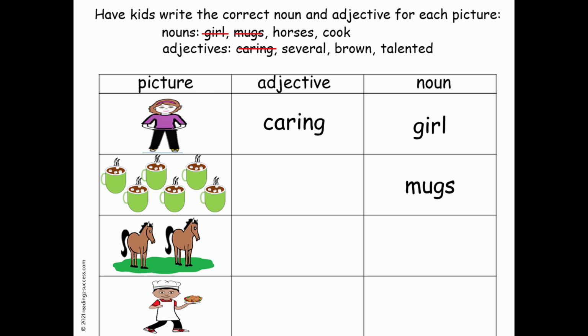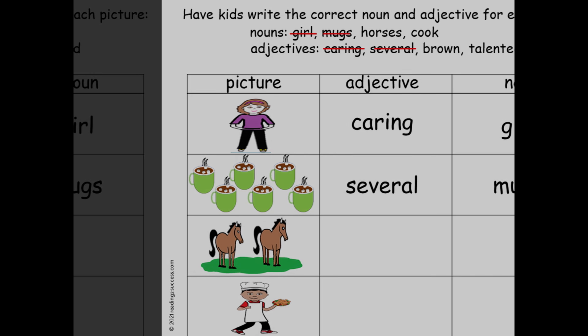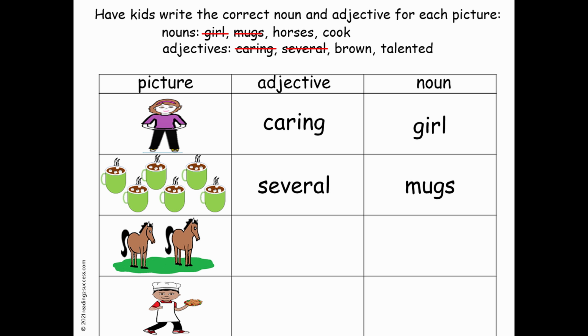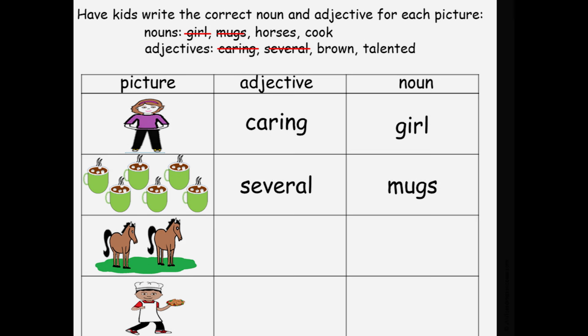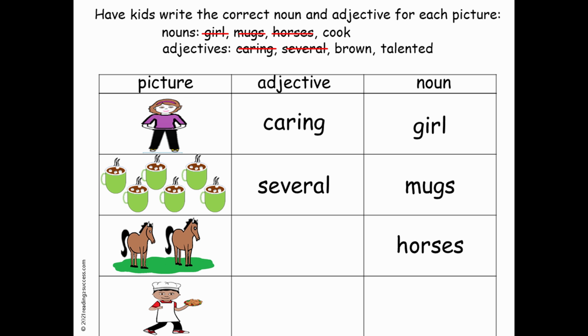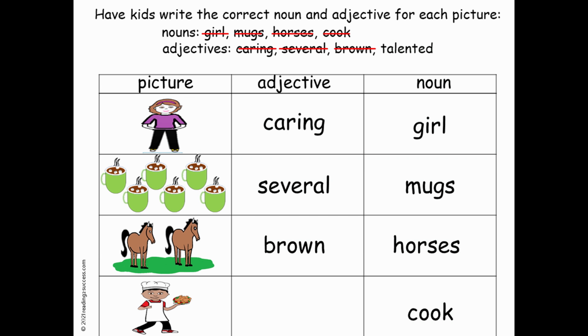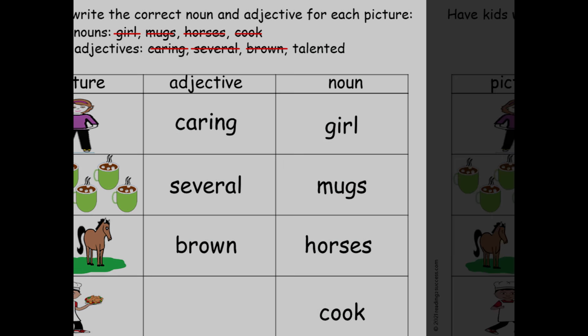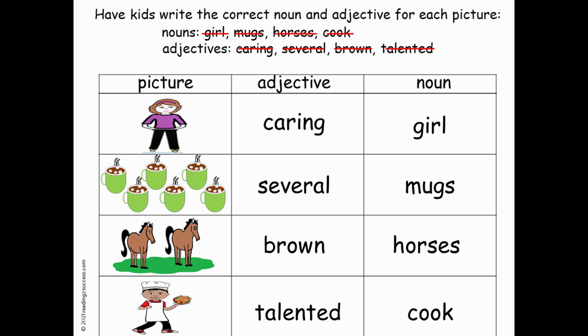The noun for this picture is mugs. Now ask, how many mugs? The correct adjective is several mugs. The noun for this picture is horses. Now ask the question, what kind of horses? The correct adjective is brown horses. The correct noun for this picture is cook. Now ask, what kind of cook? The correct adjective is talented cook.